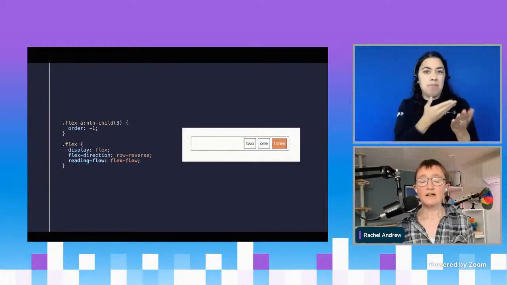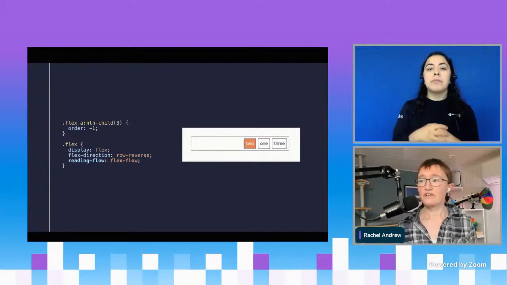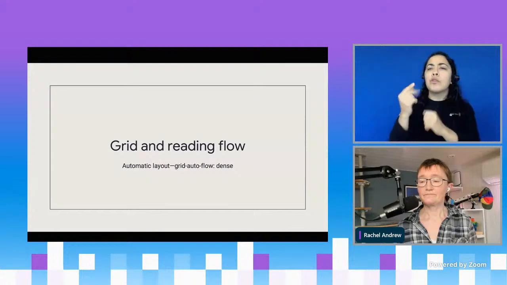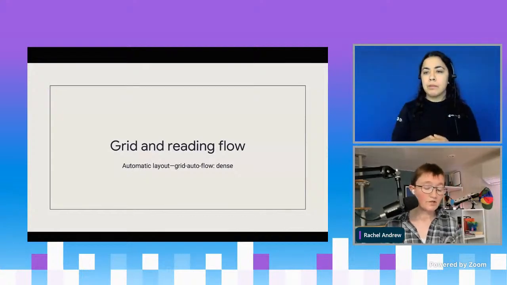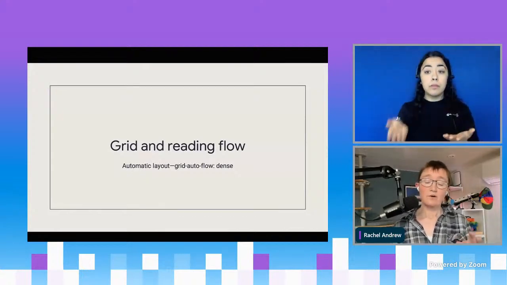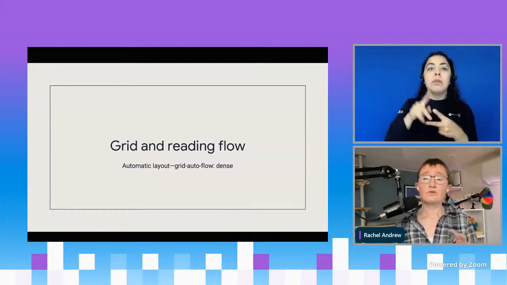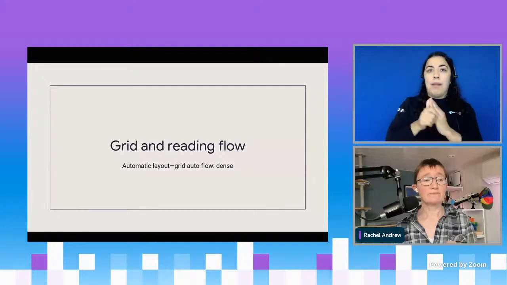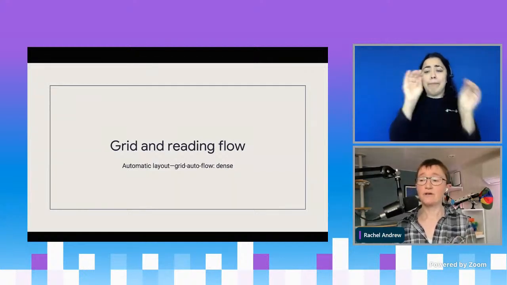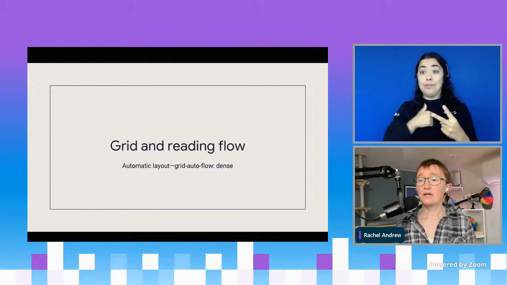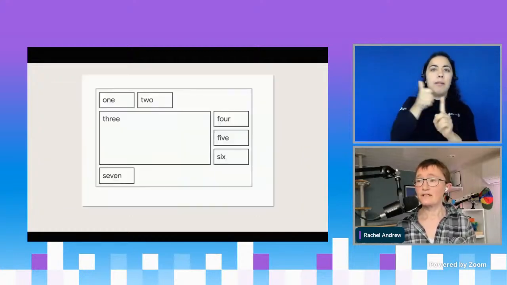So let's take a look at how this works with Grid. At the beginning of this talk, I mentioned how in Grid we've got two kind of things going on. We've got the auto placement situation where Grid places things, and then we've got the situations where we move things about. So let's have a look at auto placement with Grid Autoflow Dense.